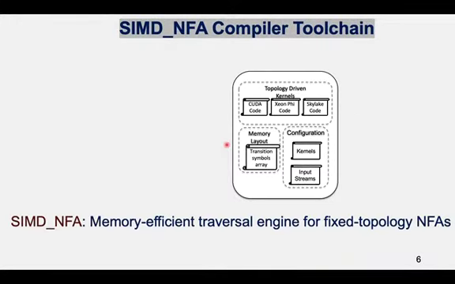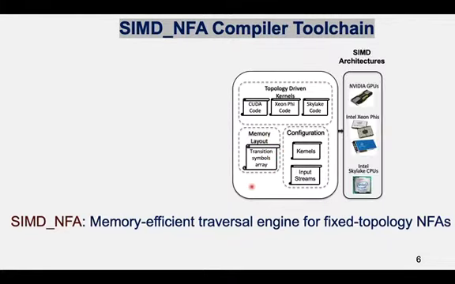To this end, we implemented our SIMD NFA compiler toolchain. At the core of our toolchain is the design of our SIMD NFA engine. It consists of several design modules. The topology-driven kernels embed the NFA topology into the code. The memory layout module reorganizes the transition symbols for regular memory accesses during runtime. And we target several SIMD platforms, including NVIDIA GPU, the Intel Xeon Phis, and Intel Skylake CPUs.